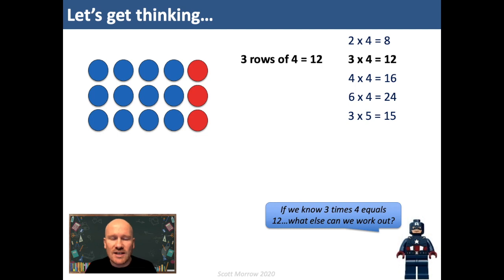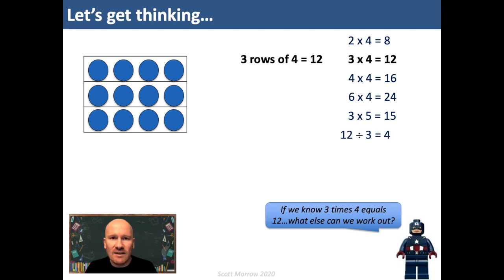We can also use this array to work out some division facts. If we've got 12 altogether and we split them into 3 rows, then there are 4 in each row. So we can say that 12 divided by 3 is 4. But we can also split that 12 into 4 parts. We've got 3 in each part, so we can say that 12 divided by 4 equals 3.